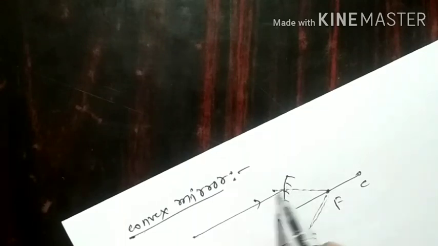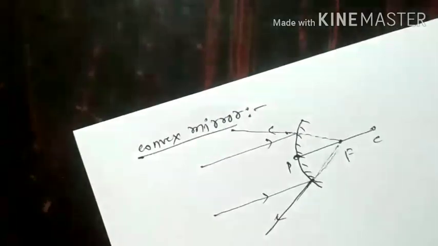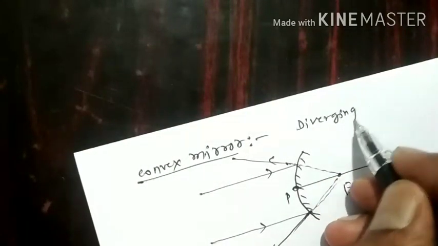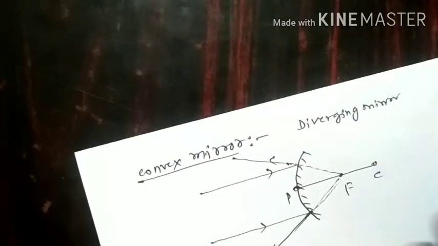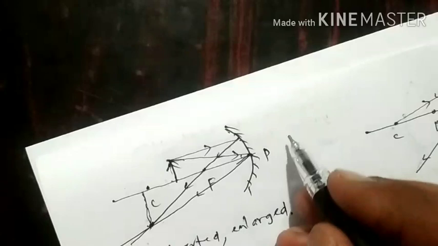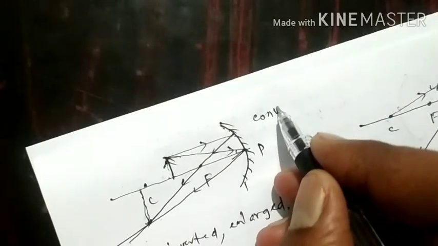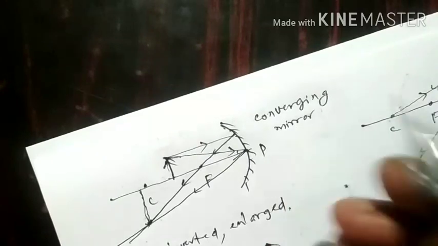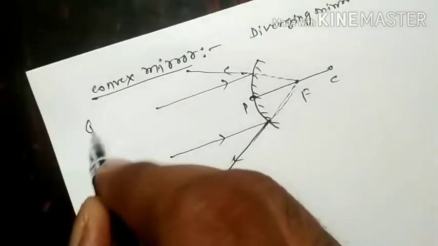After reflection, they are reflected back. This is a divergent beam, not a convergent beam. Hence this mirror is called a diverging mirror, whereas the concave mirror is called a converging mirror. These light rays are going to converge. So a concave mirror is a converging mirror, and a convex mirror is a diverging mirror. So please remember.